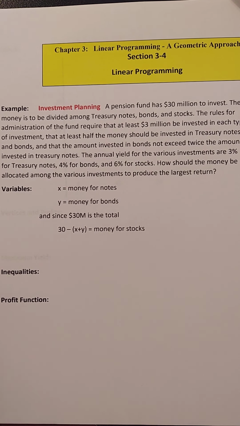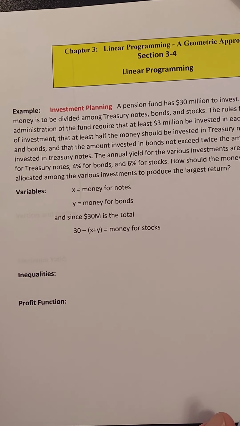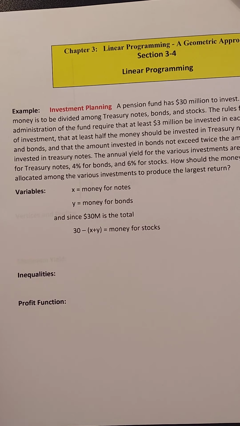I'm going to start out. This is the example that's in the book, and then I'm going to follow up with an example that's not in the book. The first example is a maximization problem. Second example is a minimization problem, which we haven't done a whole lot with, but I've got a good one for you.